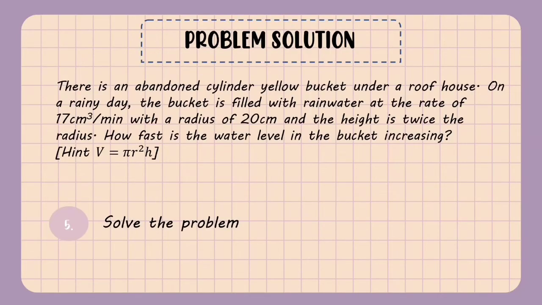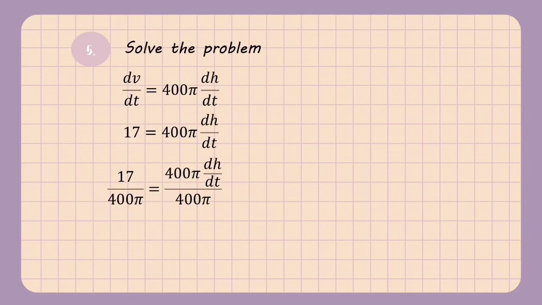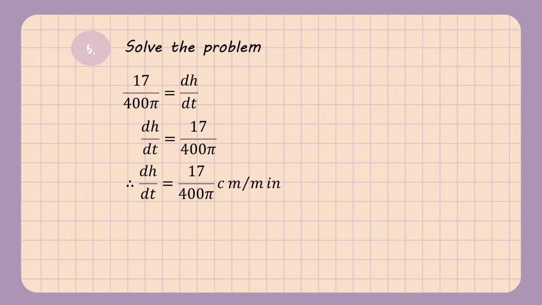On to the next part, finally I am going to solve the problem. So I gather back the information that is useful to solve the problem. Here I have the derivative of the equation and the rate at which the bucket is filled with rainwater. Then I insert the value for the rate of the bucket filled with rainwater in the equation that has been differentiated, which is 17 equals 400 pi dH/dt. Next, I divide by 400 pi on both sides and we get 17 over 400 pi equals dH/dt. Then I rearrange the calculation with dH/dt on the left hand side while 17 over 400 pi is on the right hand side. Then I found the answer for dH/dt, which is 17 over 400 pi, and don't forget the unit, which is centimeter per minute.